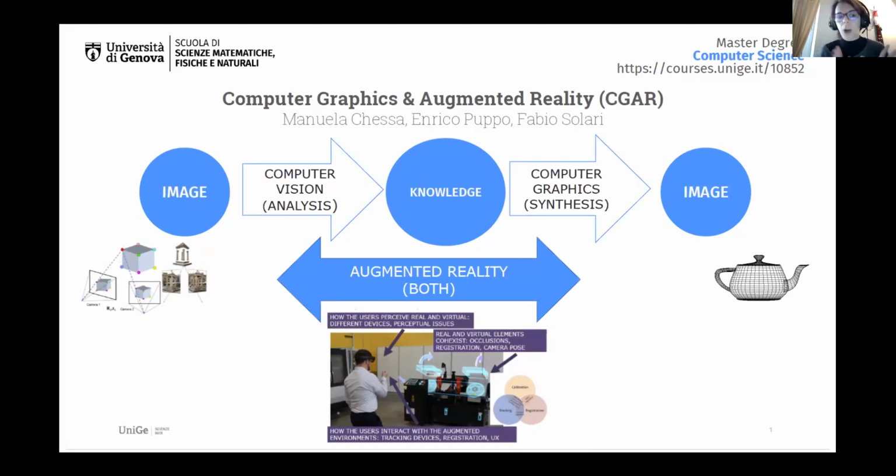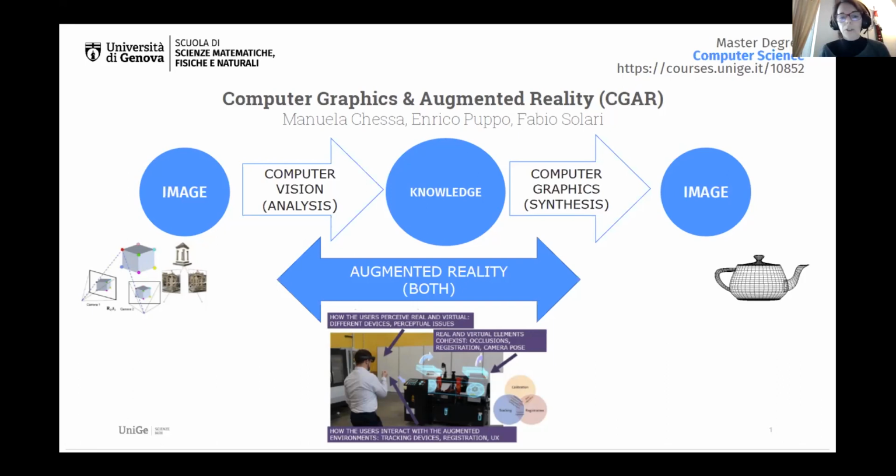So this is why we have computer vision, in order to understand the 3D world. Then we have the counterpart, starting from the knowledge, going towards the images, so producing computer graphics contents. And putting everything together, we try to give all the instruments to build augmented reality applications.